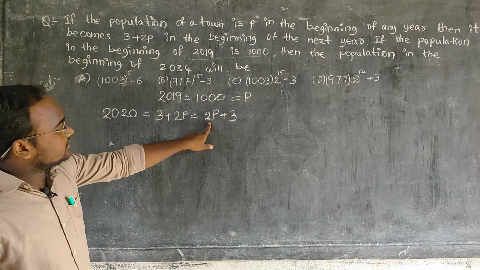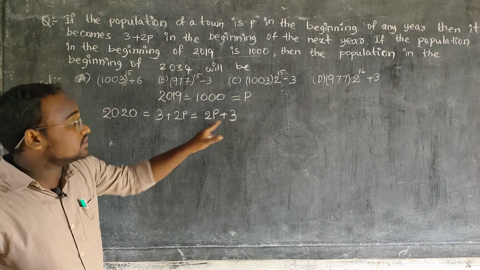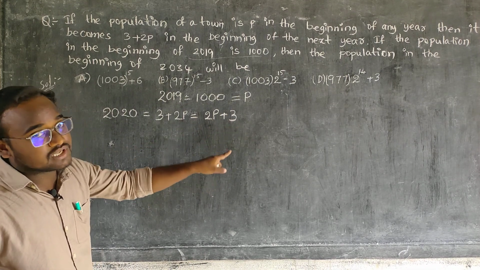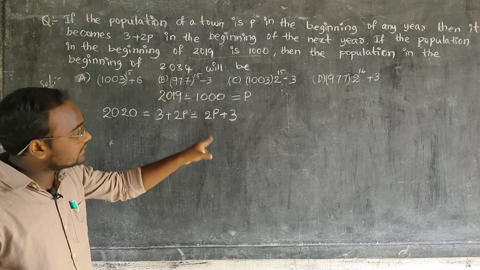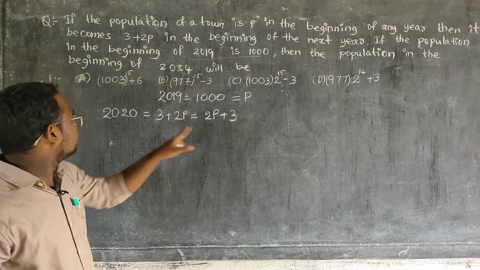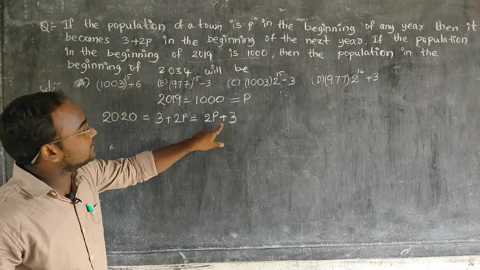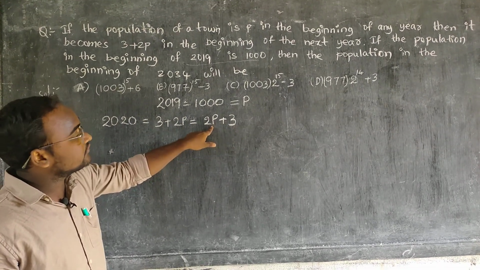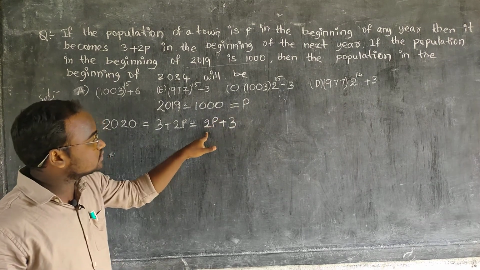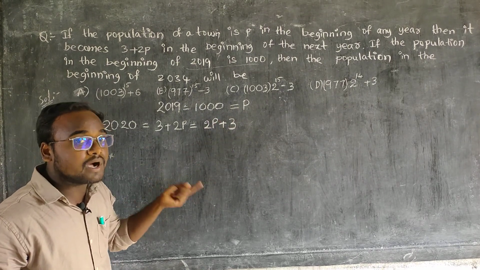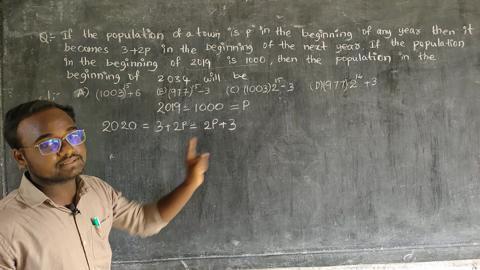Okay, that means 2P plus 3 means 2 times the population of the before year plus 3. In 2020 it will be 2P plus 3. P here is the before year population. That means 2P plus 3 is 2 times the population of the before year plus 3.